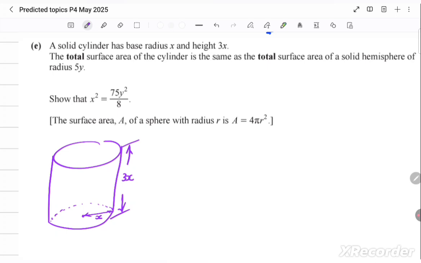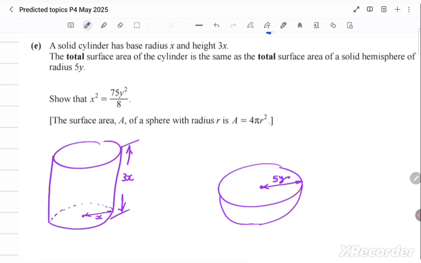The total surface area of the cylinder is the same as the total surface area of a solid hemisphere. Hemisphere means now I have half of a sphere, something like that. But take care that the radius of this one is 5y. Mainly, on exam day they give you those shapes, but if they don't give you the diagram itself, you can sketch something for yourself to make it easier.